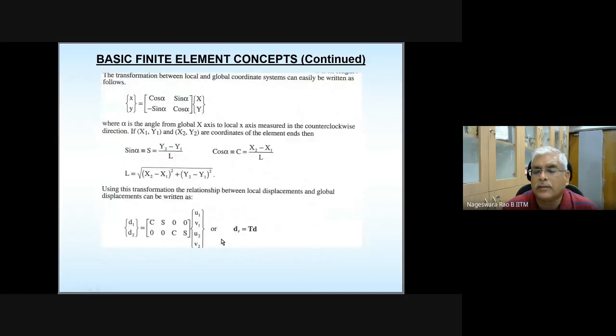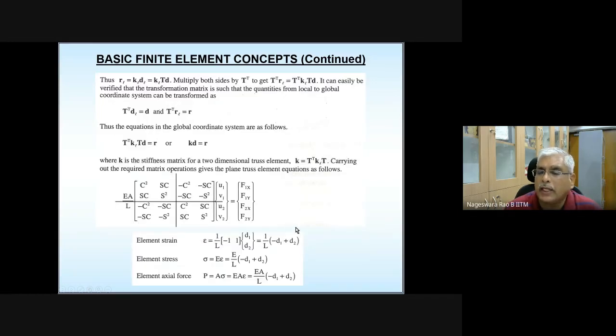Now what you got? U1, V1, U2, V2. For this element, let's say it's element 1, you know what cos alpha is and what sin alpha is. Use this relation and find D1, D2 for element 1. And then determine the strain in that element, stress in that element, and axial force in that element.